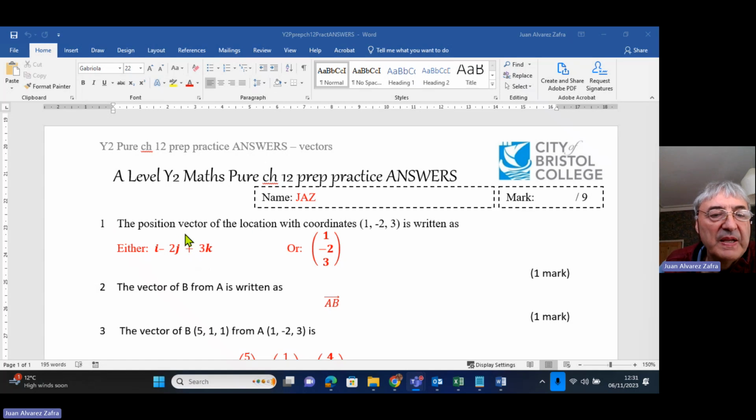So question 1, the position vector of the location with coordinates 1, -2, 3 is written as, well, there's two main ways of writing it, using i, j, and k. So just i - 2j + 3k will be the vector, which gives us the location of the 1, -2, 3 coordinate point. Or we can write it as a column vector, using exactly the same numbers as the coordinates, but in vertical vector form. So 1, -2, 3.